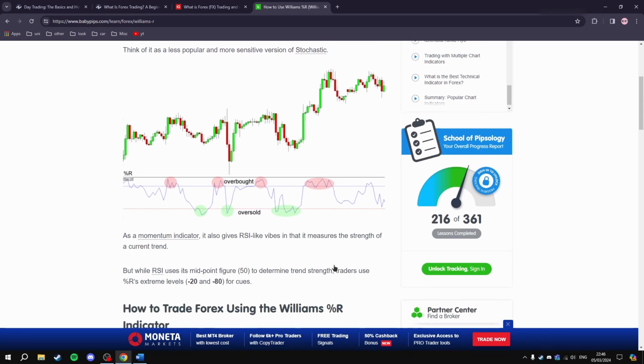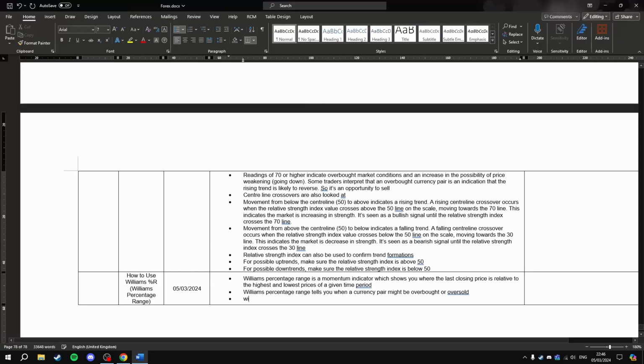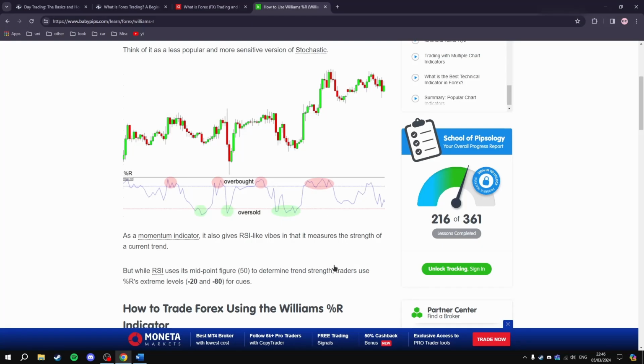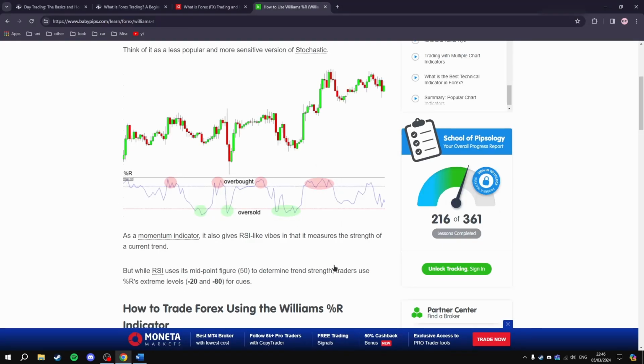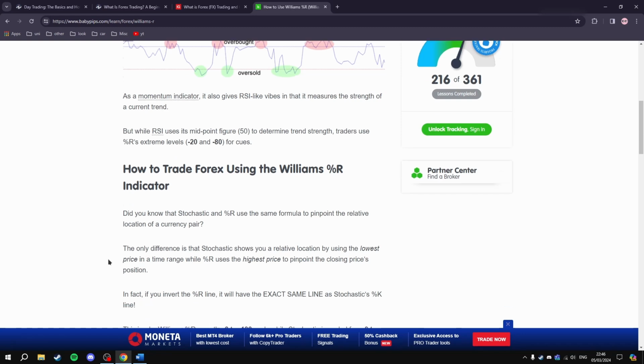As a momentum indicator, it also gives RSI, relative strength index, like vibes in that it measures the strength of the current trend. But whilst the RSI uses its midpoint figure 50 to determine trend strength, traders use percentage R extreme values, minus 20 and minus 80 for Qs.